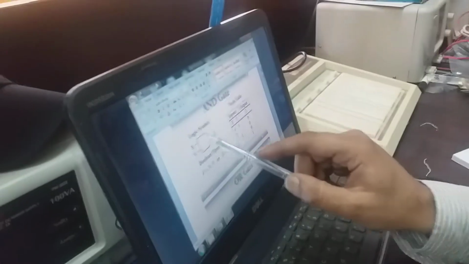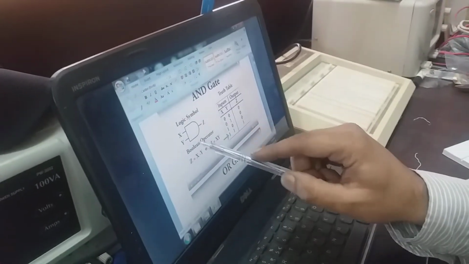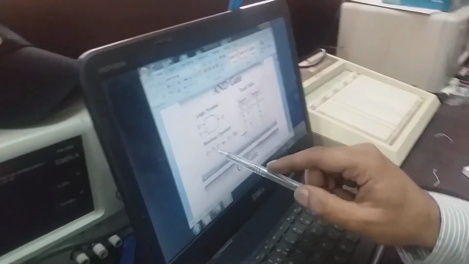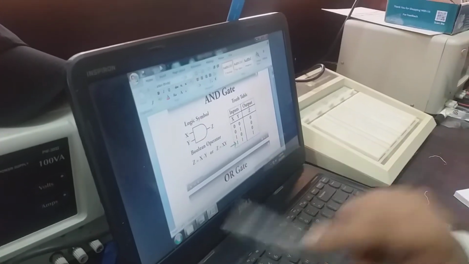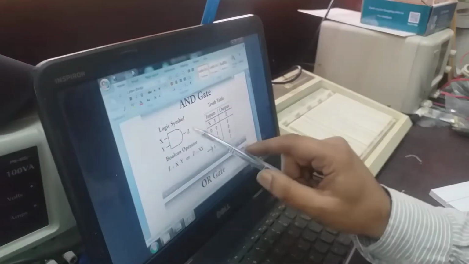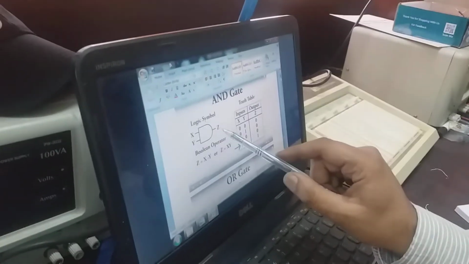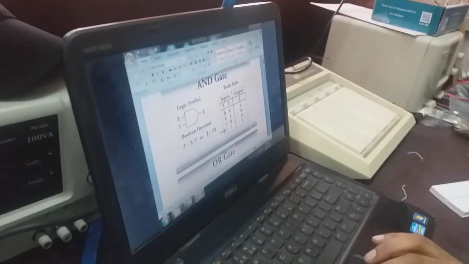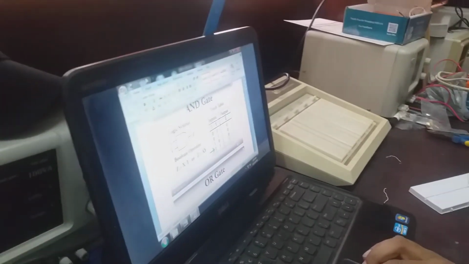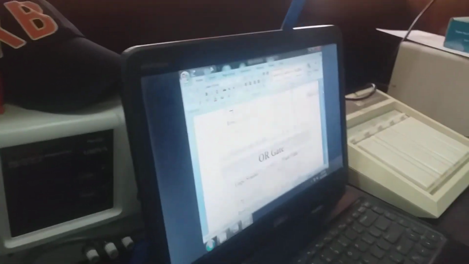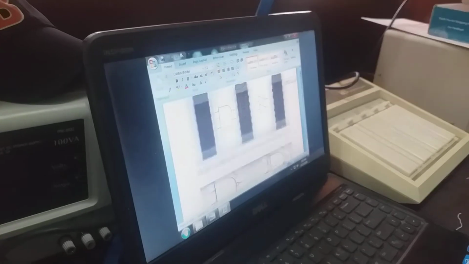Now, this is the logical symbol of the AND gate, right? And this is the Boolean operator for the AND gate. Here we see we have two inputs going into the AND gate, and one output coming out of the gate.